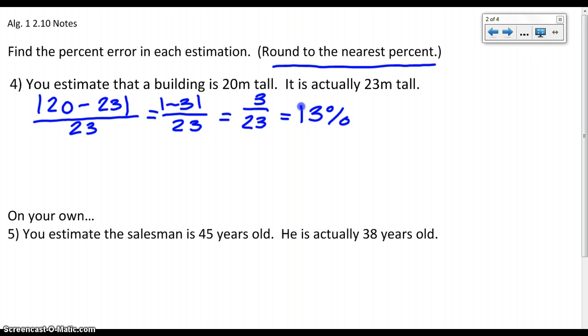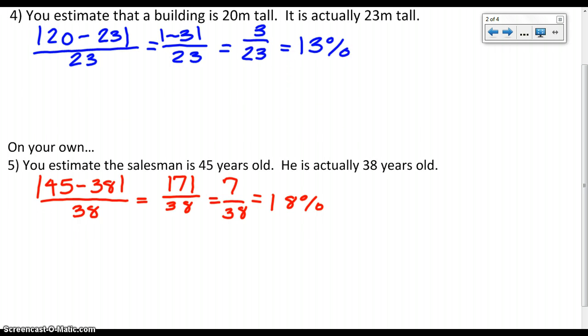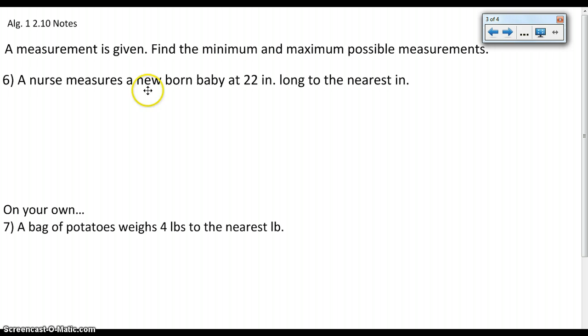I want you guys to do number 5 on your own, so pause it and then we will come back and work it together. Okay, I'm back, and you can see what I did. I took the absolute value of the estimated years minus the actual years divided by the actual, so I get the absolute value of 7 over 37, and the absolute value of 7 is just 7 because it's 7 units away from 0, so it's 7 divided by 38, and then that will equal 18% rounded. I'm going to move on to number 6.